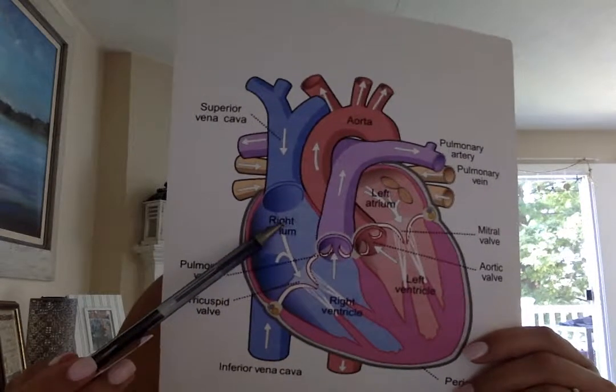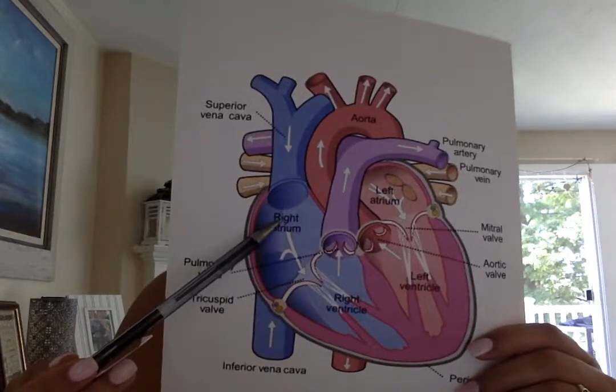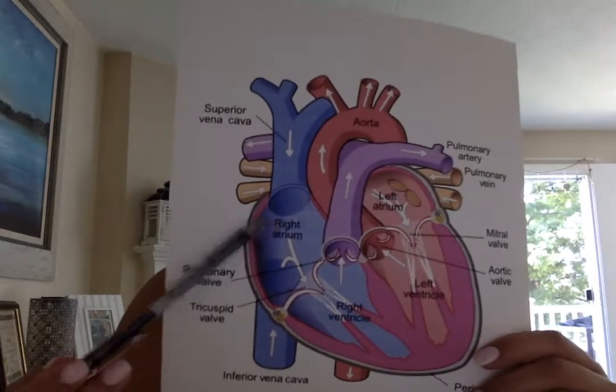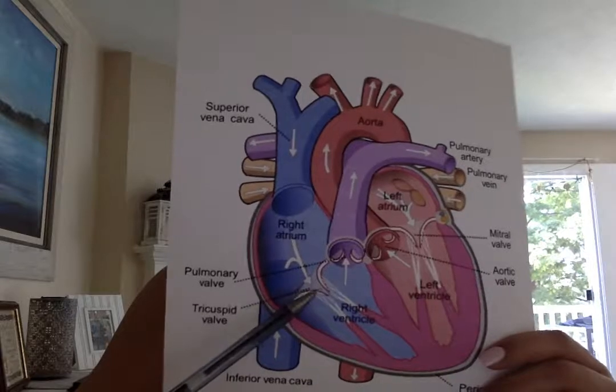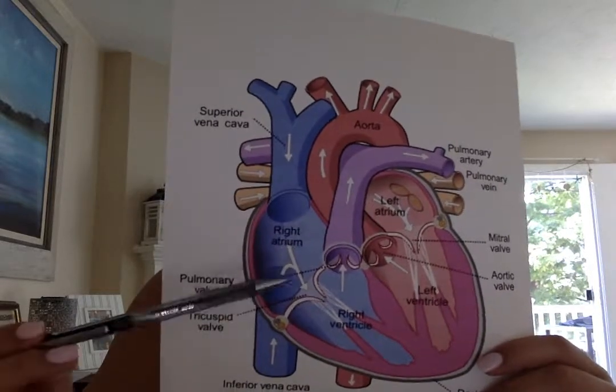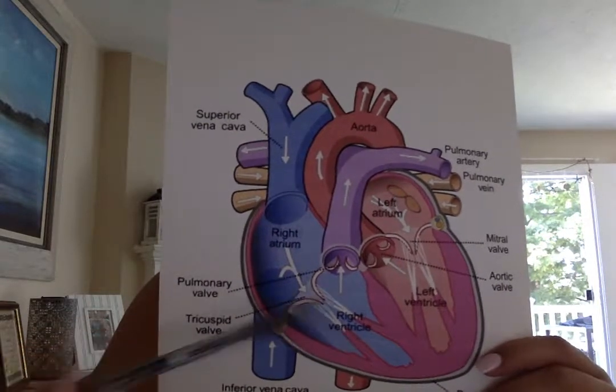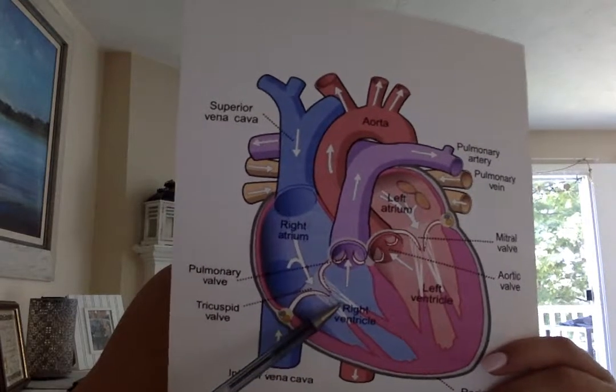This is where the SA node, also known as the pacemaker of the heart, sends electrical signals to pump blood from the right atrium through the tricuspid valve, which is going to prevent blood from backflowing. It'll only have the blood go through one direction, into the right ventricle.